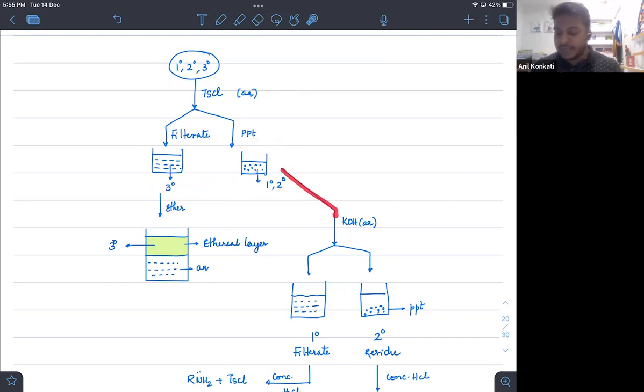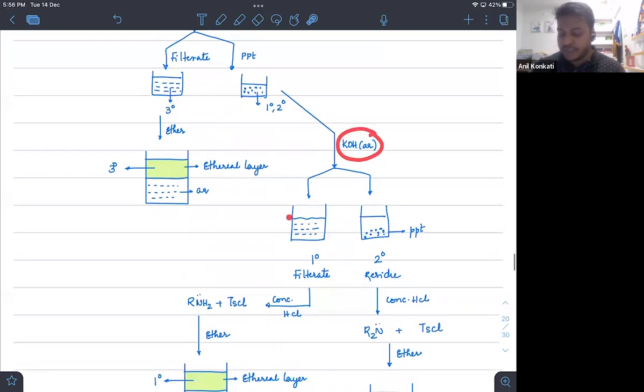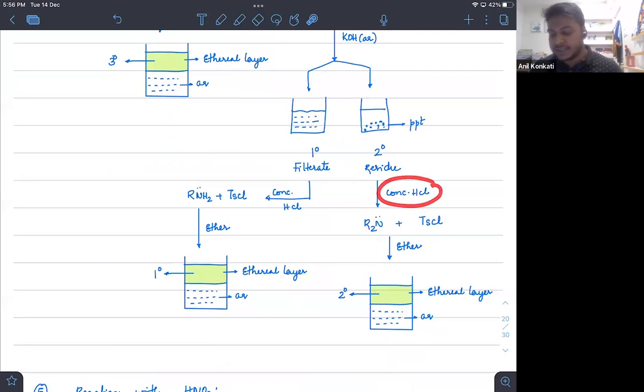अब यही precipitate में हमने KOH add कर दिया. ठीक है? On adding KOH, we know that 1 degree will get dissolved, right? So 1 degree as a filtrate आ जाएगा, and 2 degree will remain as a precipitate, which is the residue. And in that residue, if you again add concentrated HCl, correct? So we can separate both of them again to make R2NH. We'll get this as R2NH and TsCl, correct? And if you add this to ether, because this is in aqueous solution form now, so in the ether layer, you will get the secondary amine.